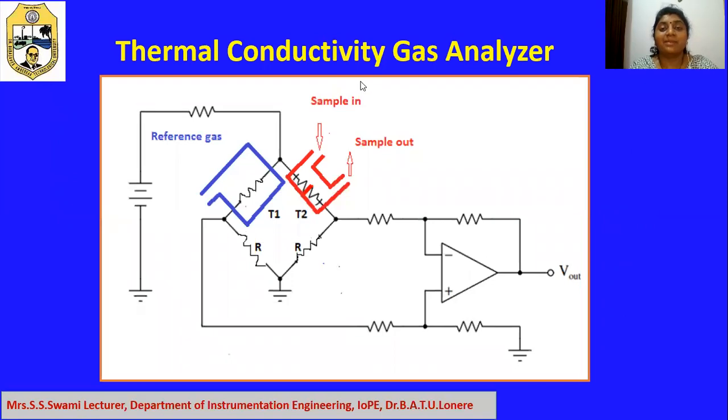Next one is the thermal conductivity gas analyzer. Here, there is a reference gas chamber and a sample gas chamber. Two heated thermistors are kept in the reference gas as well as the sample gas chamber. These four arms will act as the arms of a Wheatstone's bridge. So here, when the heated thermistors are kept, an imbalance is going to occur in the Wheatstone's bridge, and that is going to be measured.